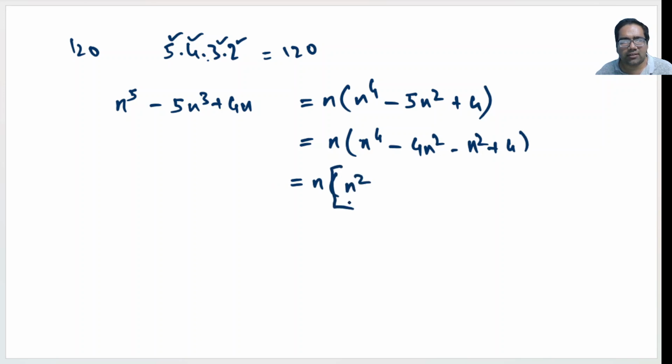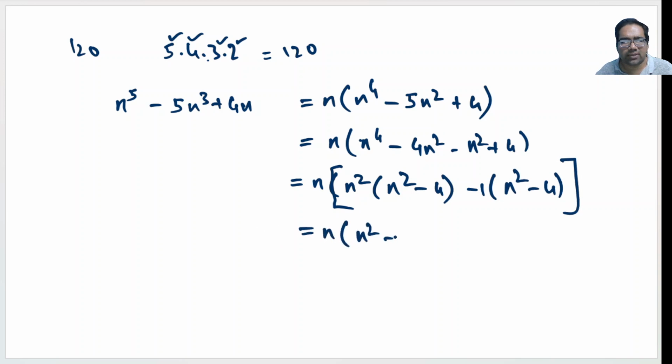n square into n square minus 4, minus 1 into n square minus 4. This becomes n times n square minus 1 times n square minus 4.